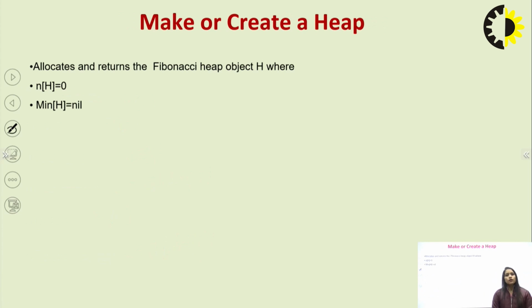Fine. So let's start with make heap. Make or create a heap in which we do not have any key. We allocate and return the Fibonacci heap with objects where the number of heaps is 0, meaning we don't have any tree here. And minimum heap, obviously if we don't have any tree in the heap, is equivalent to nil. So we need to insert nodes into this heap to perform various operations.